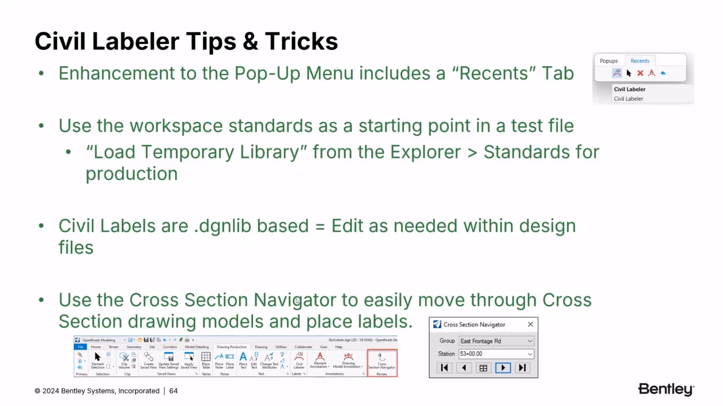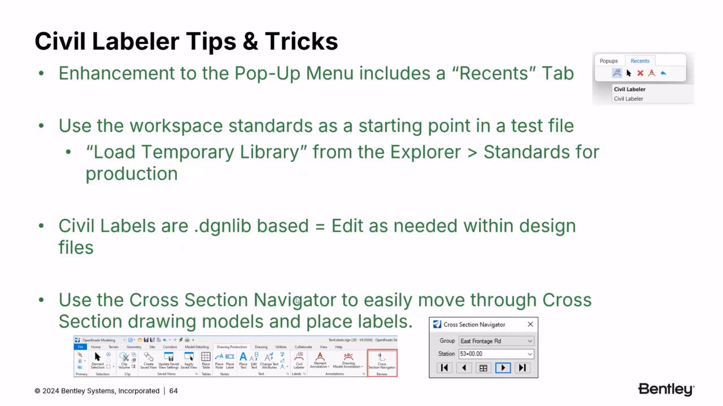Again, civil labels are DGN lib based, at least for the newer versions of the software compared to XML based. So that makes it a lot easier to edit within your design files. So one point here is very similar to using a feature definition in a DGN model, like a live model. The civil labels get branded to your file the moment that you use them. So branded meaning it essentially is a local copy of some workspace standard within your active DGN, from which you could make a copy and edit, or edit directly as needed, right?